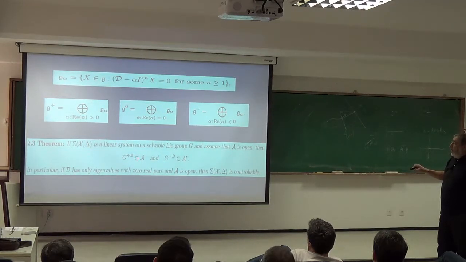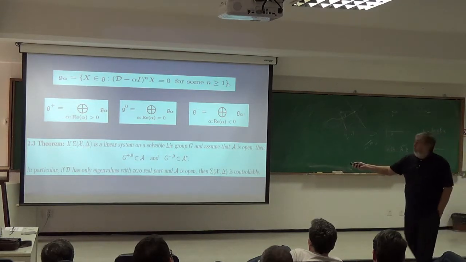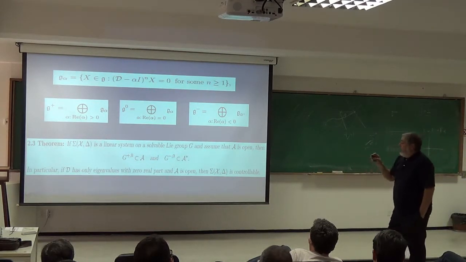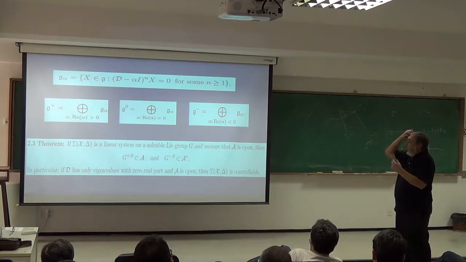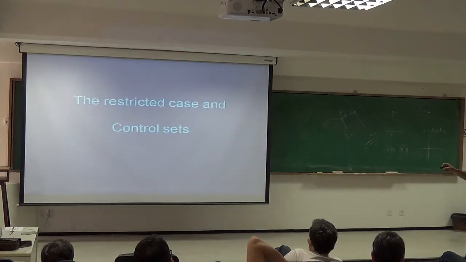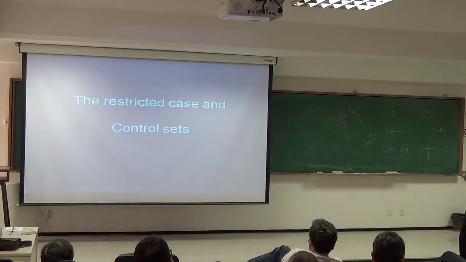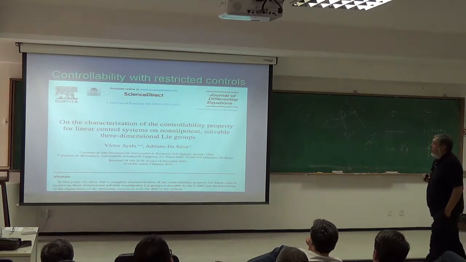On the other hand, this containing, you see, it's something similar as before. If there is no plus, no minus, you have controllability again. So this is exactly what happens in a general solvable group, as in Rn. It's a nice generalization. Now you have the restricted case and control set. This paper is very recent.